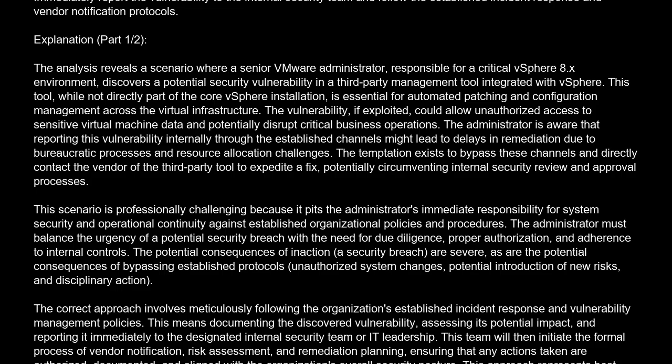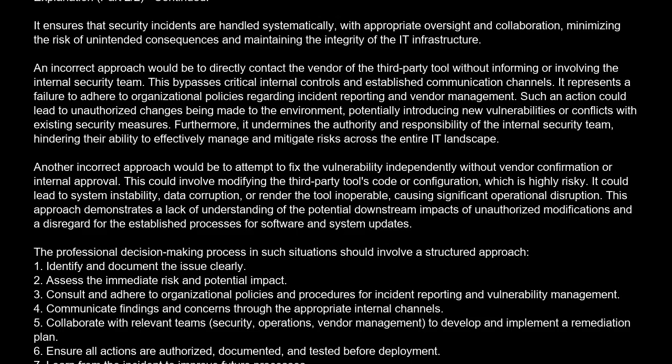This approach represents best professional practice because it upholds the principles of accountability, transparency, and adherence to governance frameworks. It ensures that security incidents are handled systematically, with appropriate oversight and collaboration, minimizing the risk of unintended consequences and maintaining the integrity of the IT infrastructure.